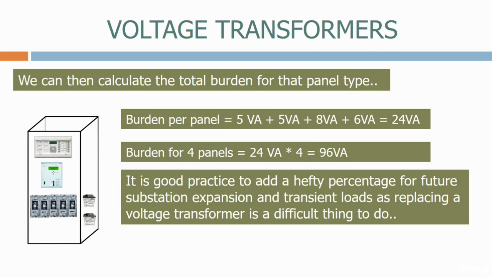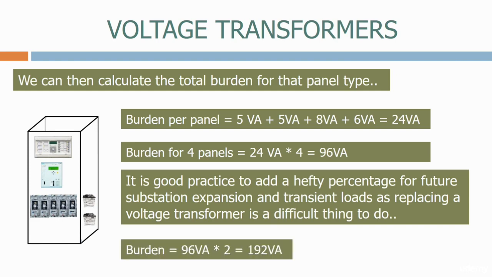It is good practice to add a hefty percentage for future substation expansion and transient loads, as replacing a voltage transformer is a difficult thing to do. Therefore, let's double the burden shown to give a total VT burden of 192 VA.